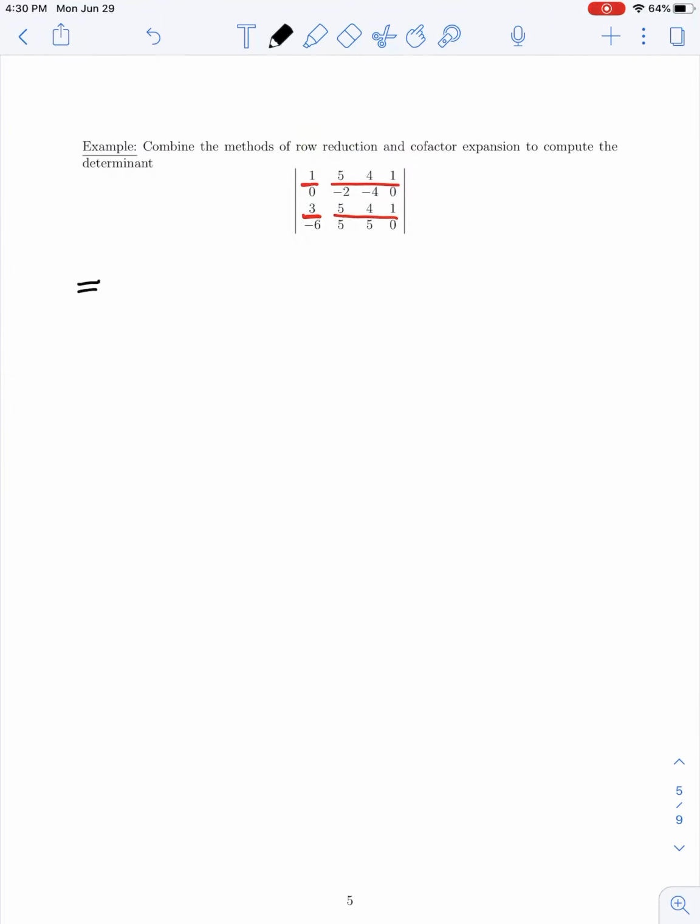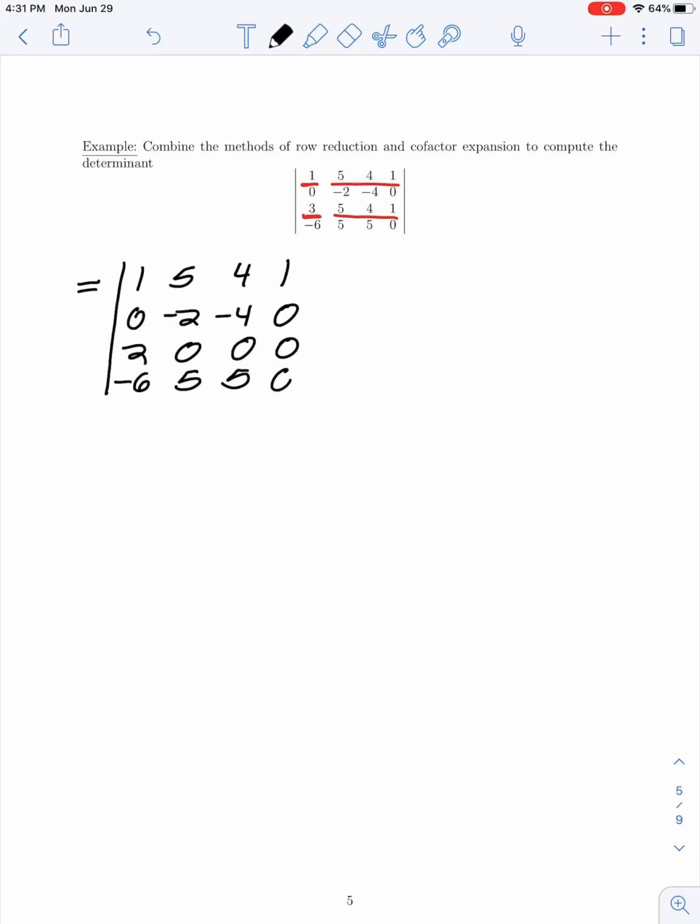So I would start by taking the determinant of the matrix that I get by subtracting row 1 from row 3. So my first row will remain the same. Second row, and when I subtract the first from the third, I have a 2, 0, 0, 0. And my last row I'm going to leave alone for right now. So I'll have negative 6, 5, 5, and 0.